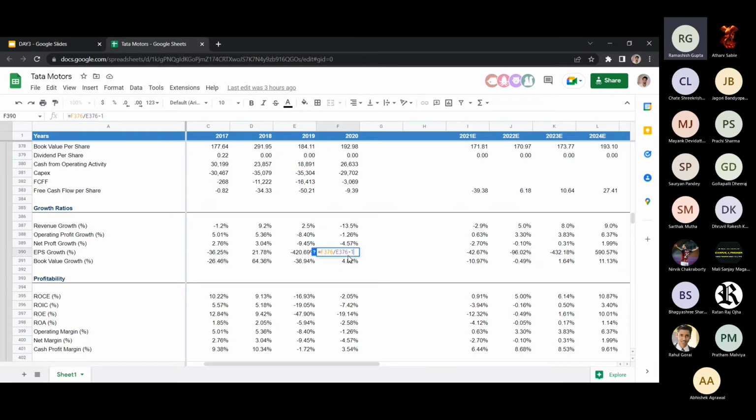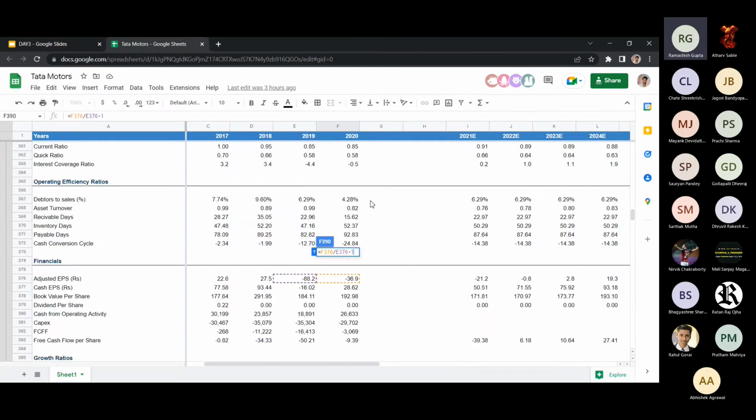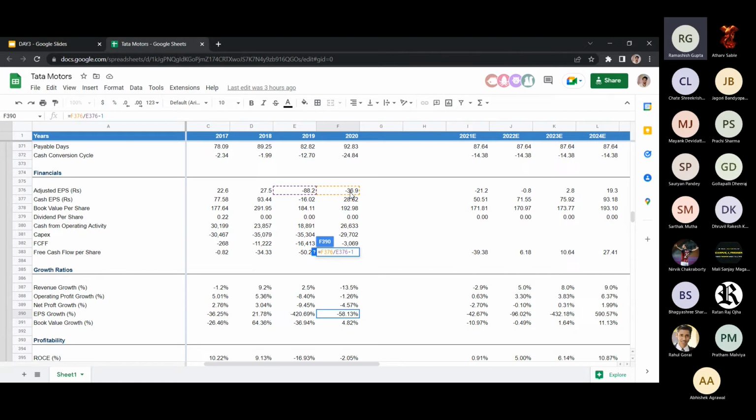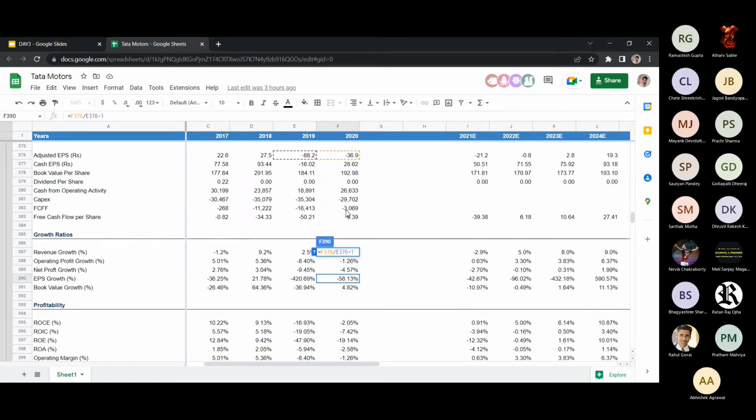Then there is EPS growth. For EPS growth, we take the earning per share of this financial year, subtract the earning per share of the previous financial year, and divide it by the earning per share of the previous year. And next is book value growth. For this, we do the same thing: subtract the book value of the previous year from the book value of this year and divide it by the book value of the previous year.